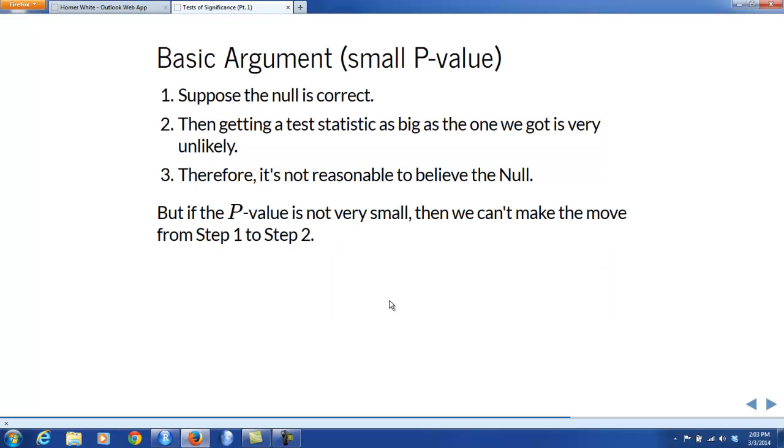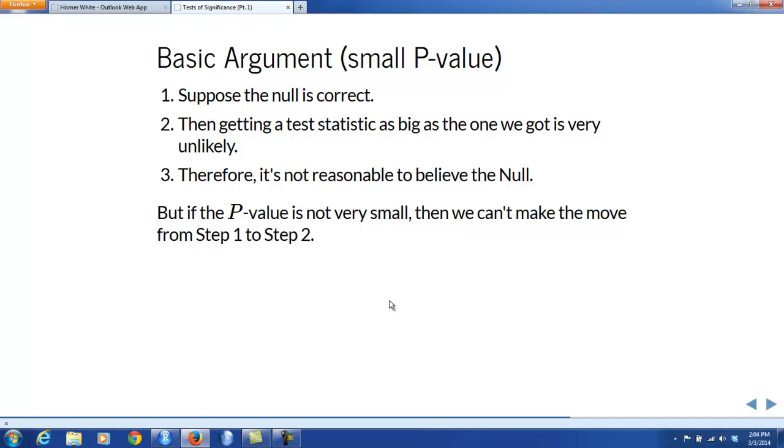Let's take a moment to think about the basic argument that is being made when the p-value of a test is small. The first step in the argument is to suppose, just for the sake of argument and temporarily, that the null hypothesis is correct. If the p-value is small, then getting a test statistic as big as the one we actually got is a very unlikely thing. And that's why we conclude that it's not reasonable to believe the null hypothesis, because it's not reasonable to believe that something very unlikely to happen would happen the one time you try it out.